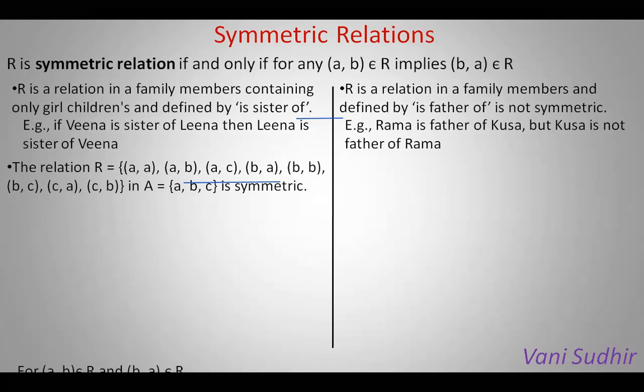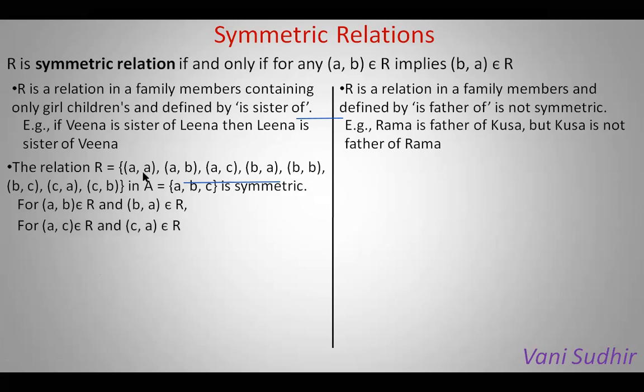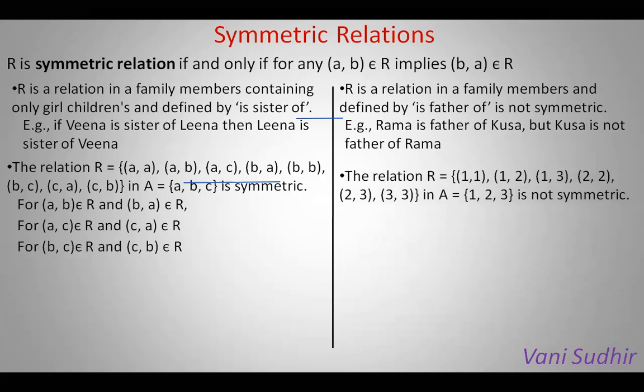Now some numerical examples. Here I have taken ordered pairs. (A, B) is in the relation, so you have to check whether (B, A) is there. Yes, (B, A) is also there. If you take (A, C), then (C, A) is also there in the relation. If I take (B, C), I have to check whether (C, B) is there or not. It is also there. Therefore, all the ordered pairs are symmetric, so this is a symmetric relation.